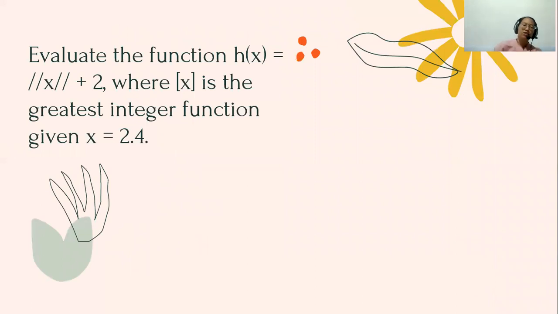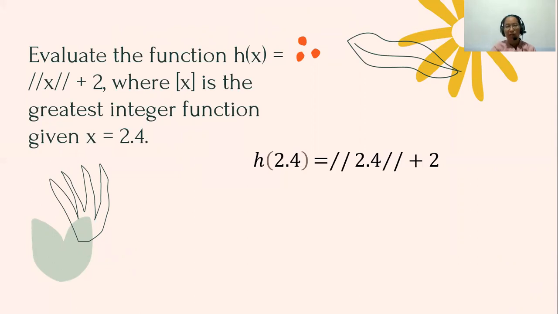Next example. As you can see, with the symbol used, it's a greatest integer function. So with the last example, we have: evaluate the function h of x, which is equal to the greatest integer of x plus 2, where x is the greatest integer function, given x is equal to 2.4. So let us solve. H of 2.4 is equal to the greatest integer of 2.4 plus 2.